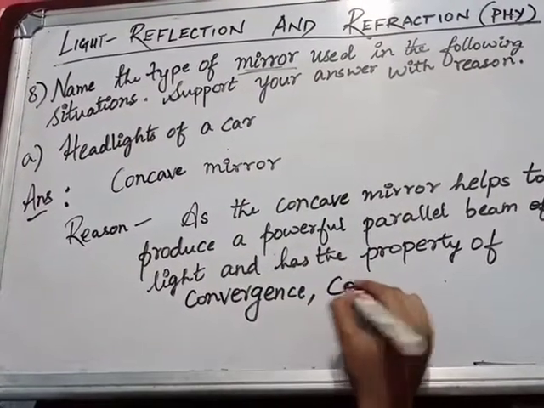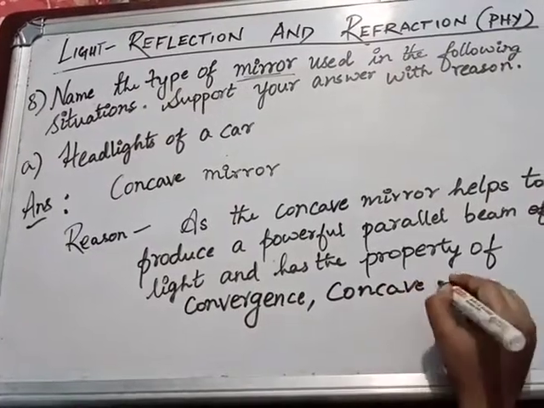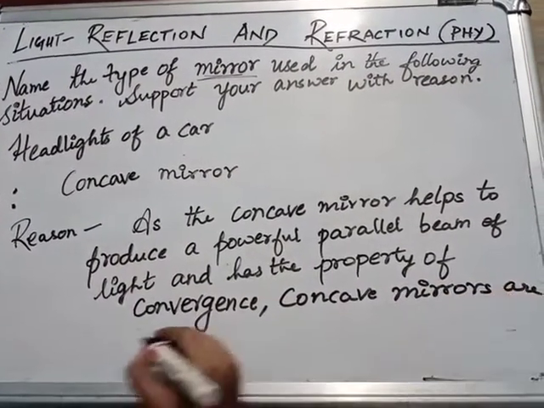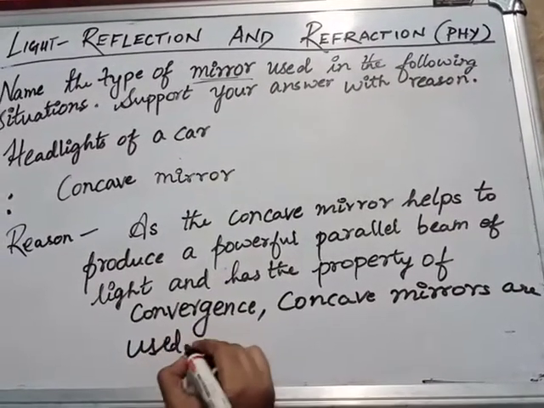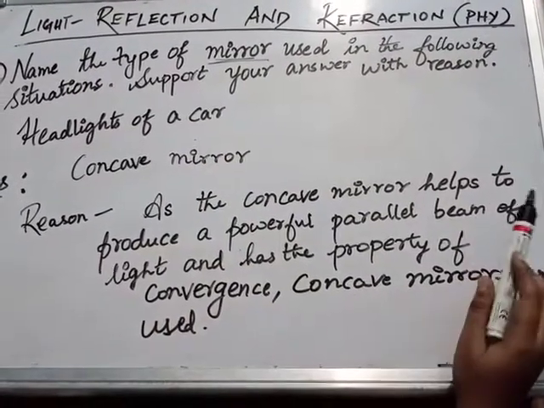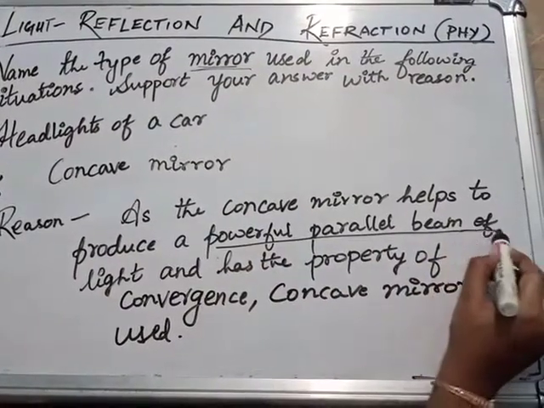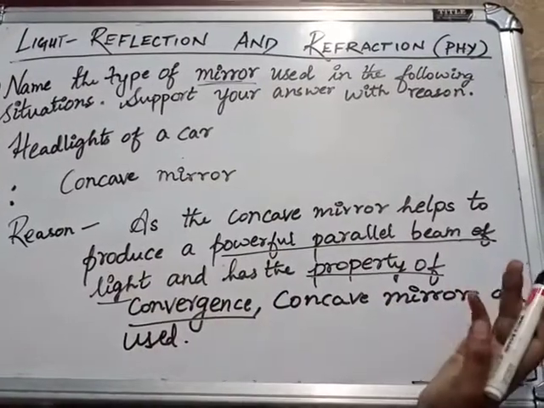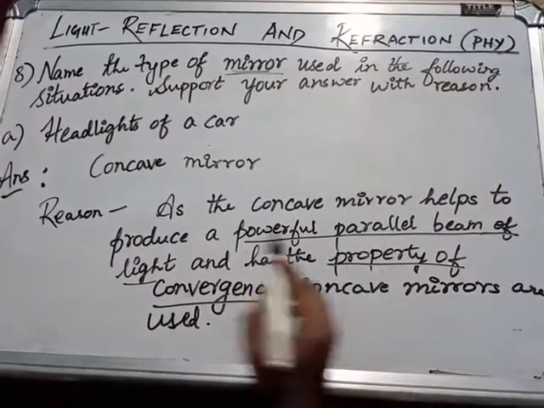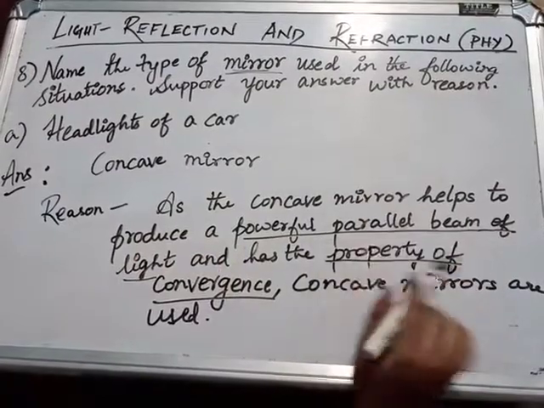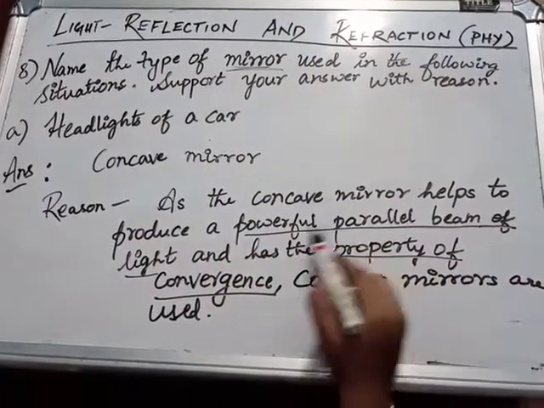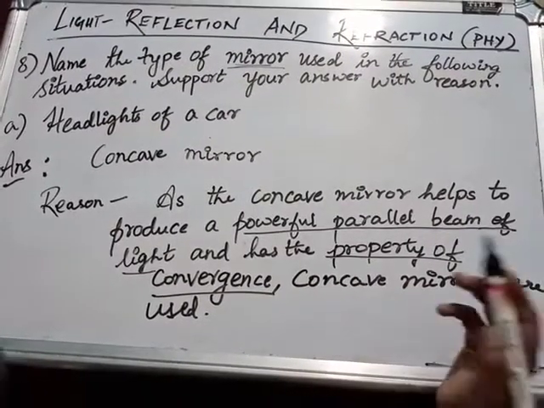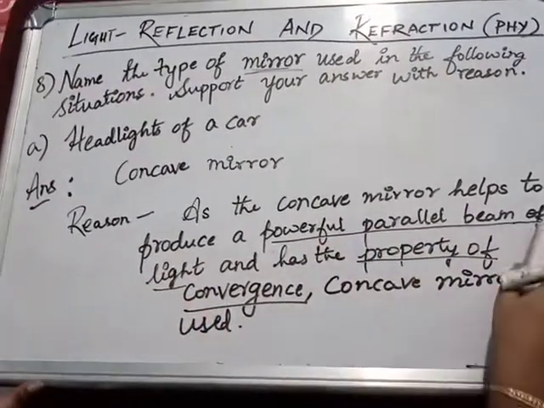Concave mirrors are used. This is the answer. As concave mirror helps to produce a powerful parallel beam of light and has the property of convergence. After writing the answer, you can underline this also, so your teacher doesn't have to go through the whole answer. Just read whatever is underlined. Powerful parallel beam of light and property of convergence. Enough. Your teacher will give you the full mark for this question.